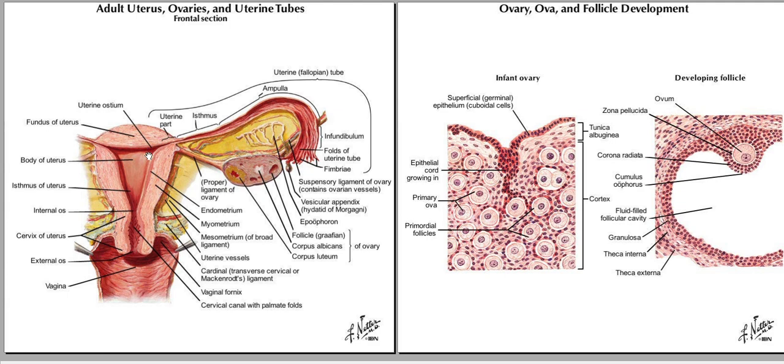For the frontal section, you could see the fundus, the uterine ostium, the uterine part of the uterine tube or the fallopian tube. There's a uterine part, then the isthmus, ampulla, infundibulum, and then the fimbrial end. These are views of the uterine tube, and here is the epoophoron. You see that over here. Suspensory ligaments and the ovarian ligament proper too. You see the corpus luteum, the corpus albicans, Graafian follicle, of the ovary, okay, and the vesicular appendix. Okay.